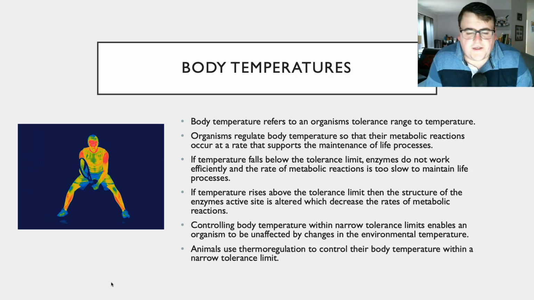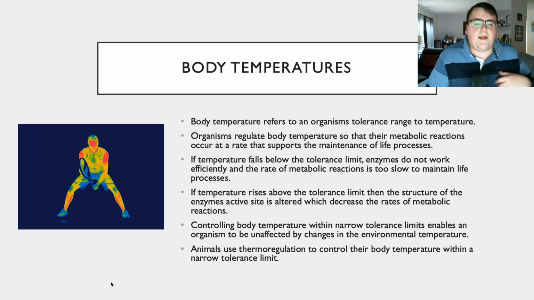There are a number of different tolerances that we need to talk about, the different abiotic factors. We're going to start with body temperatures. So, body temperature refers to an organism's tolerance range to temperature. So, what temperatures can that organism survive in? For humans, obviously, we are optimum around 37 degrees.